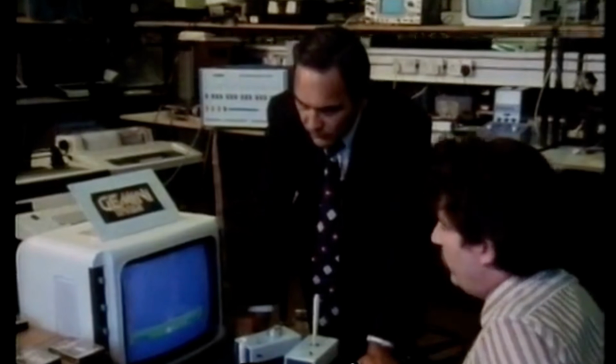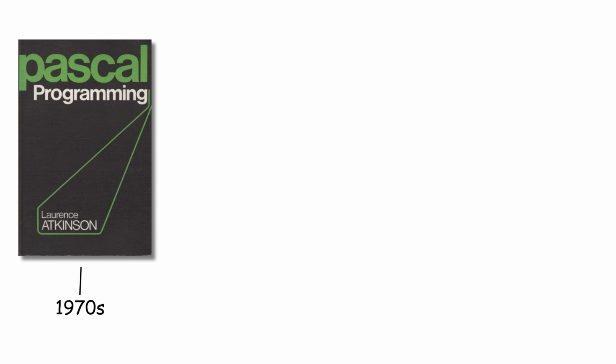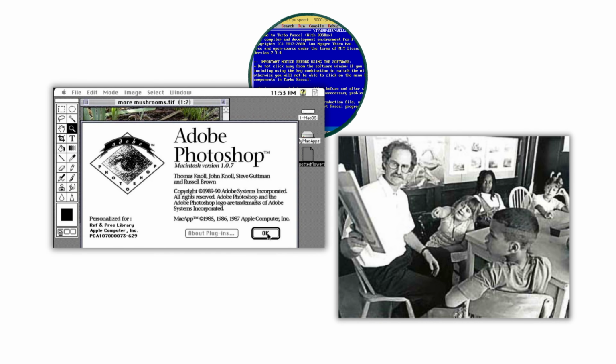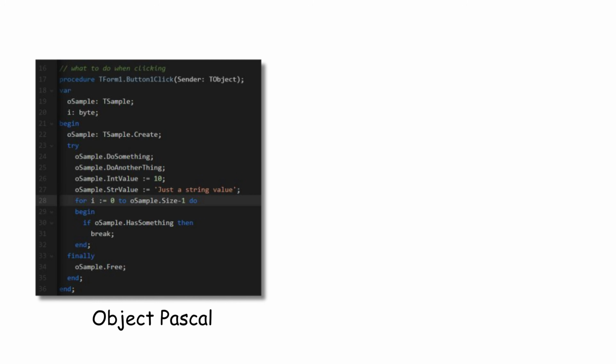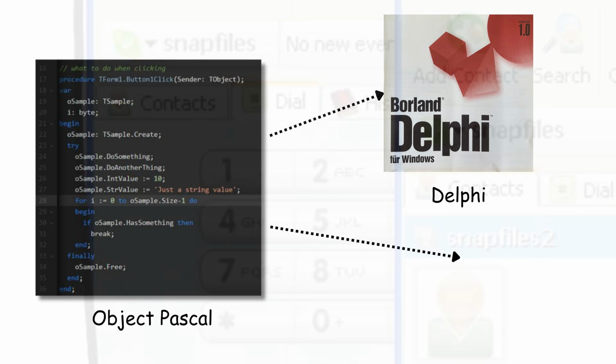That's why it became one of the top languages used to teach coding in schools and universities through the 70s, 80s, and into the 90s. It wasn't only used for teaching, though. Early versions of Adobe Photoshop were written in Pascal on the Mac, and a version called Object Pascal through a tool called Delphi was used to build the early desktop version of Skype.